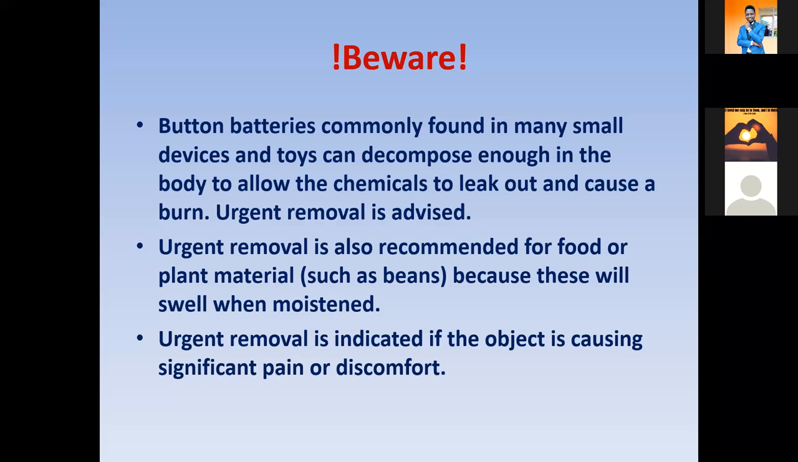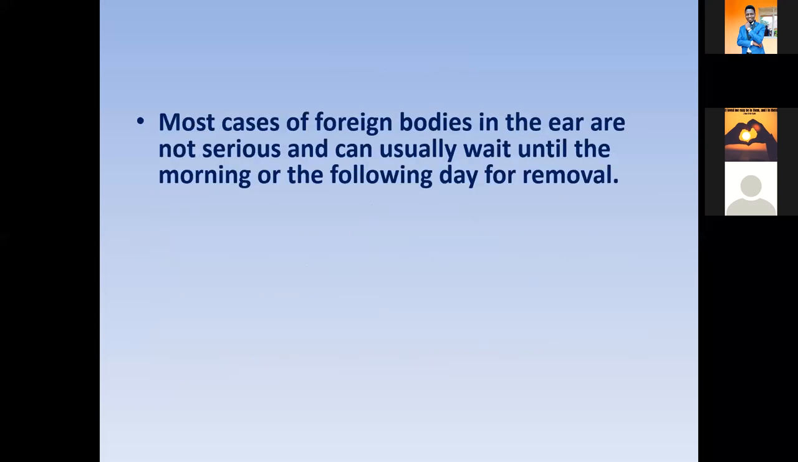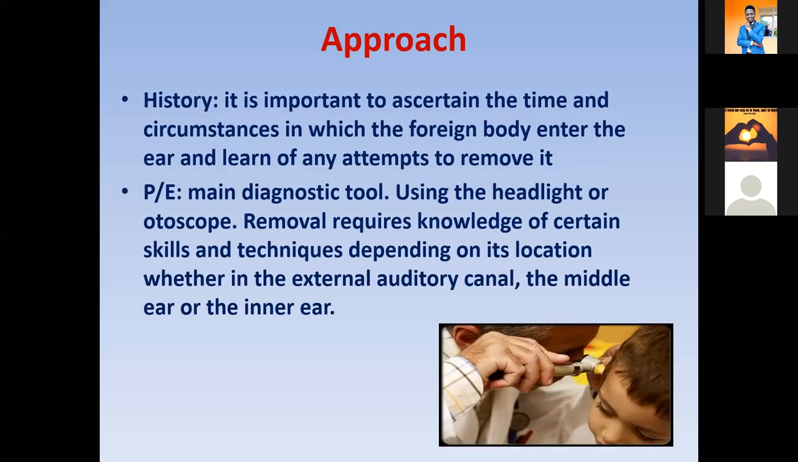However, if a patient comes with a foreign body that is non-vegetative or a button battery, and it's late and you cannot attempt to remove it, then you can advise the patient to come the next day to have it removed. So you do not have to treat it as an emergency. History is very important. So when we are ascertaining a foreign body, you have to take history, ascertain the time and circumstances of the foreign body, and learn if there have been attempts to remove it, which most of the time we have a history of. Sometimes they're successful, and if they're not successful, that's when we see patients referred to our settings.